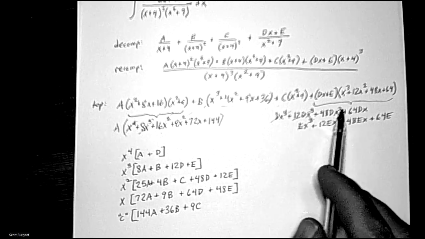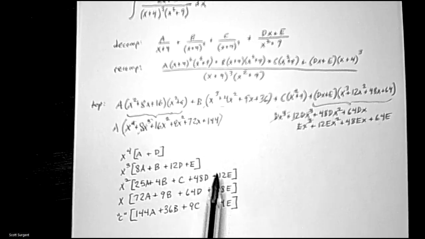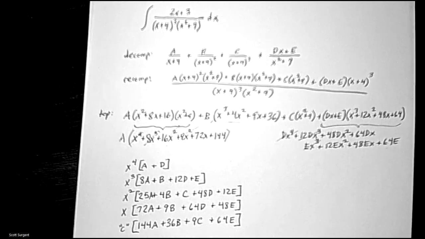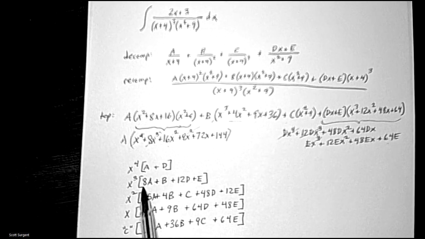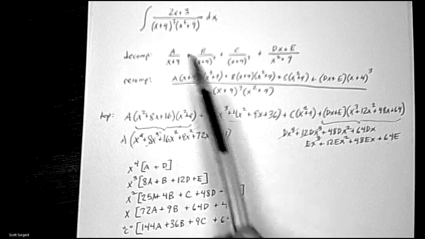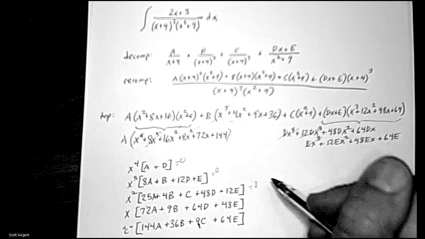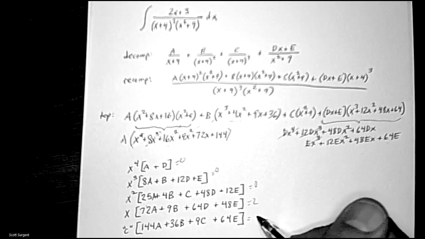Those may not have any d's, and then I have a 64e. Okay. Yikes, right? Now we just compare this to the original numerator, which was 2x plus 3. Sorry about the blurriness. My camera focuses on one part cleanly, and it's a cheap camera. If I look at all of this junk here and compare it to the original, these are going to be 0, 0, 0, and then this will be a 2, and this will be a 3.